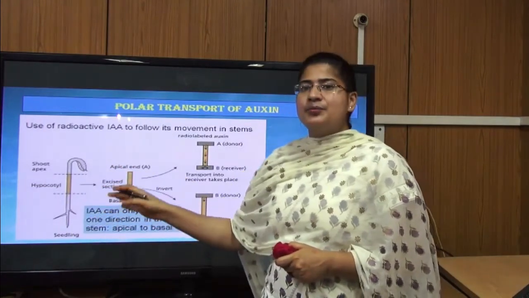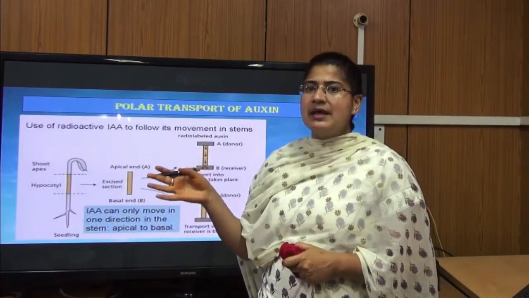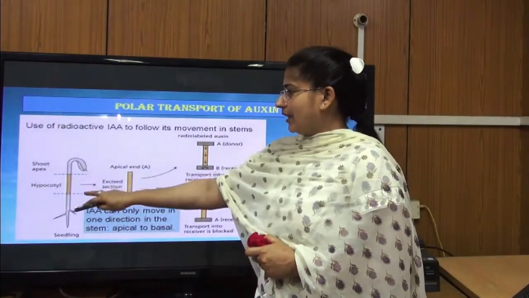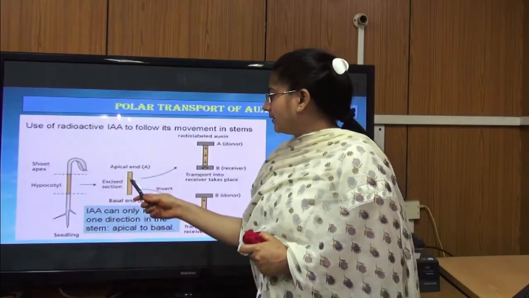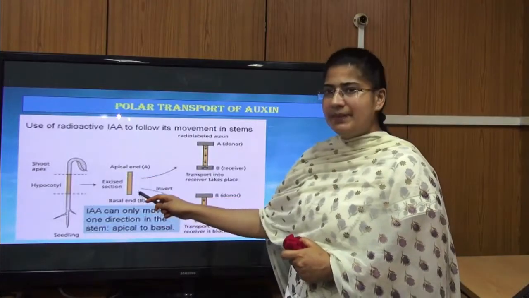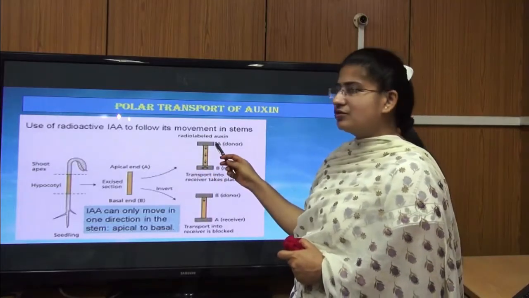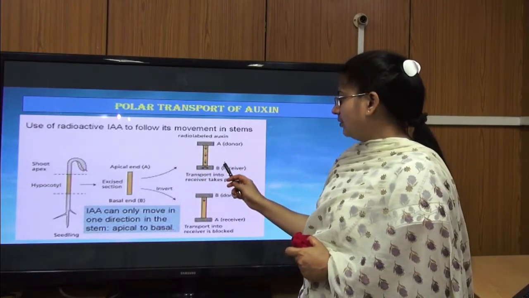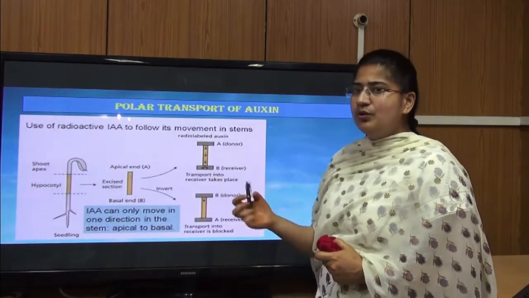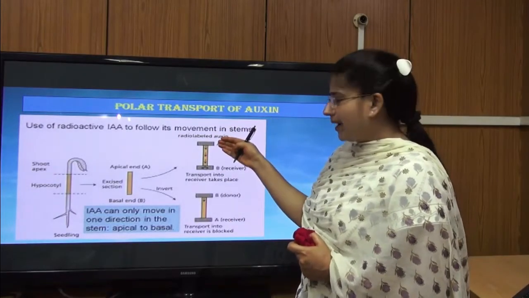So this was first proved by this particular experiment, that transport in plants is polar. A particular section of the stem, the stump, was cut, and this A portion is known as the apical end, and this B portion is the basal end. A block of agar, which was a source of oxygen, was put over the apical end, and a receiver block, block B, was put on the basal end, which was meant to receive the oxygen transported from the apical part to the basal part.